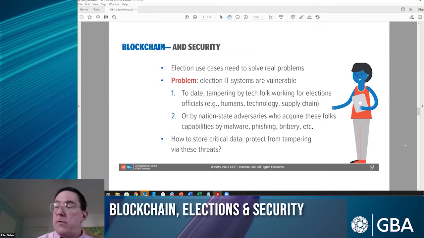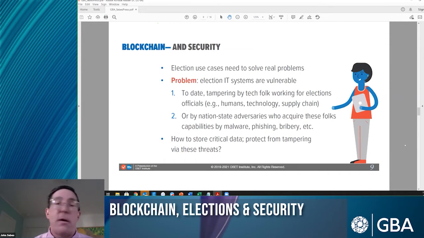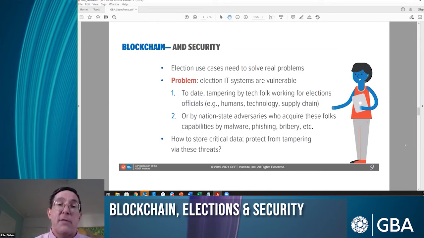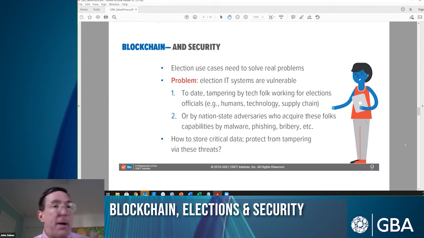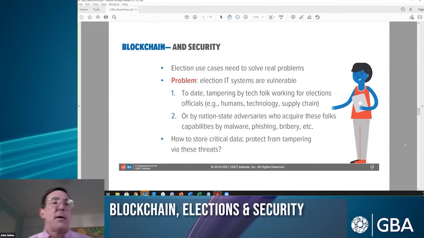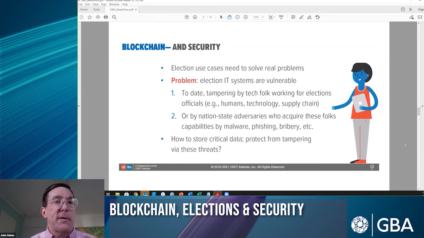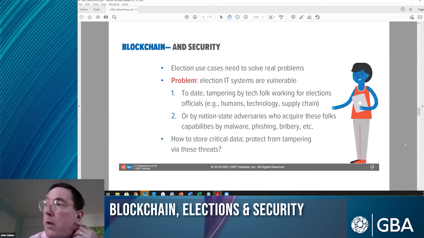Now, as several speakers have noted, election officials have the ability to do all sorts of nasty stuff and mess with elections, sure. But in addition to that, and by the way, that is an accepted threat model of election law. It's accepted, and there are countermeasures to deal with those risks.